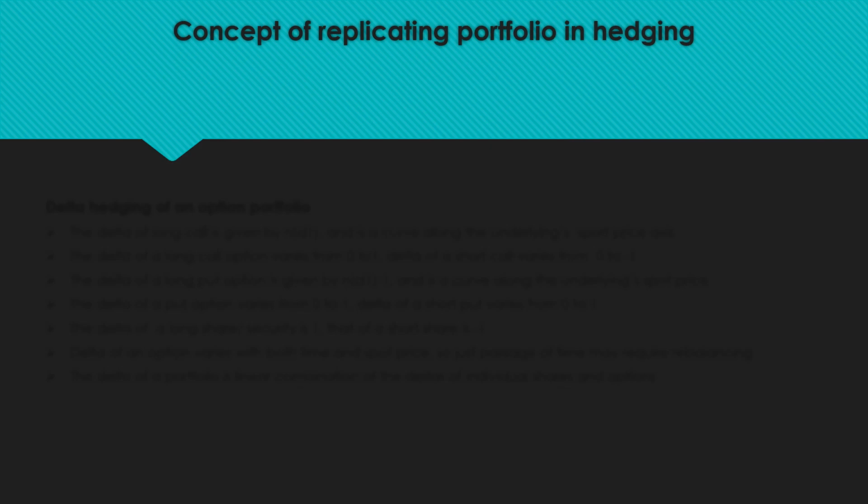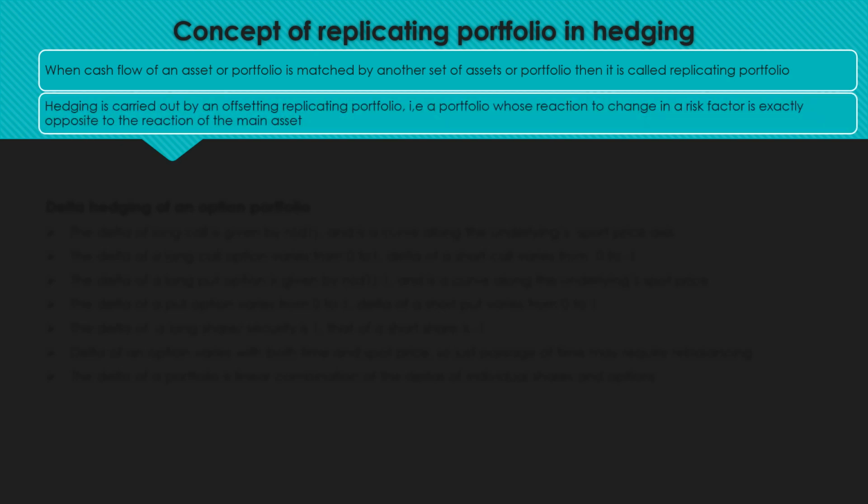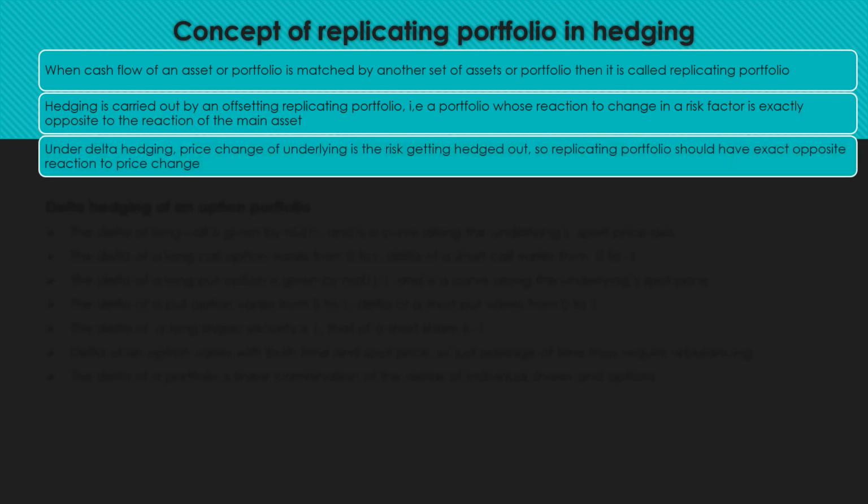Now, what is the concept of replicating portfolio in the context of hedging? When cash flow of an asset or portfolio is matched by another set of assets or portfolio, then it is called the replicating portfolio. Hedging is carried out by an offsetting replicating portfolio. That is, a portfolio's reaction to change in a risk factor is exactly the opposite to the reaction of the main asset. Under delta hedging, price change of underlying is the risk getting hedged out. So replicating portfolios should have exact opposite reaction to price change.